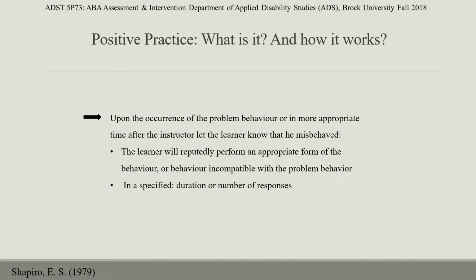When implementing positive practice overcorrection, the learner is required to repeatedly perform a correct form of the behavior, or a behavior incompatible with the problem behavior, for a specified duration of time or number of responses. There is an educative component when applying positive practice overcorrection. It requires the person to engage in a socially appropriate alternative behavior.